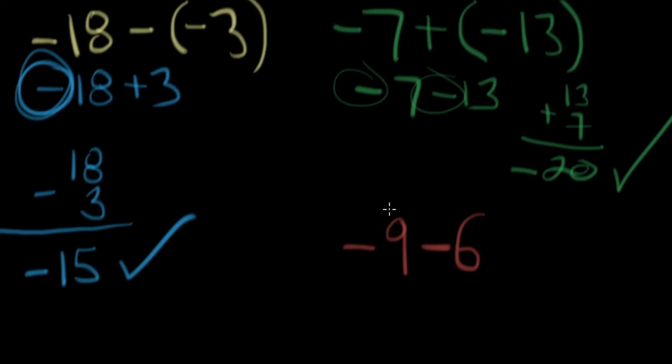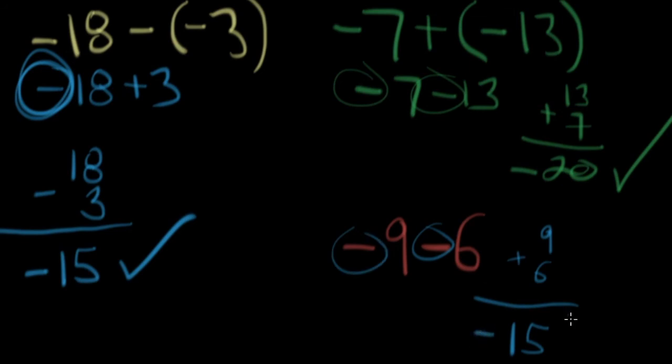Last one over here, same kind of idea. Negative 9 minus 6. They're the same signs, so I'm going to add them. Going back to blue, 9 and 6, I'm going to add them. It's going to be 15. And I'm going to take the sign, make it minus. 3 for 3. Great job, everybody.